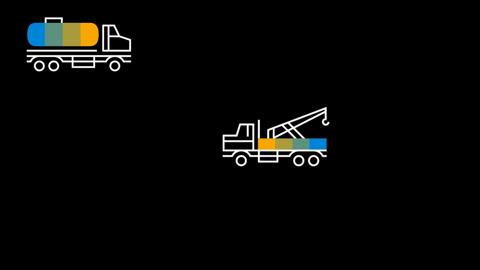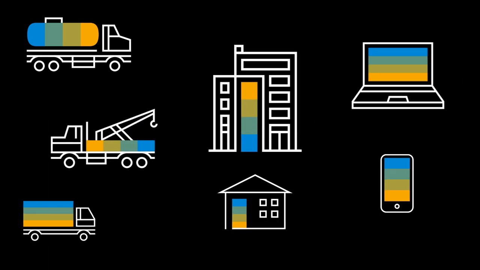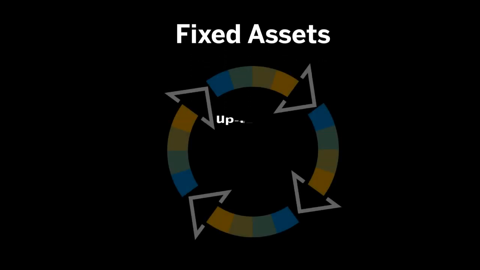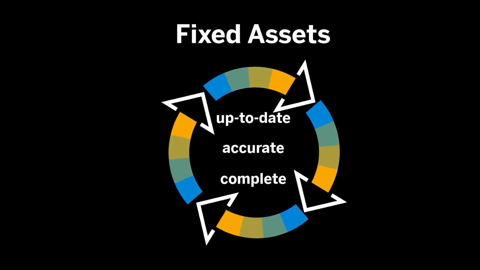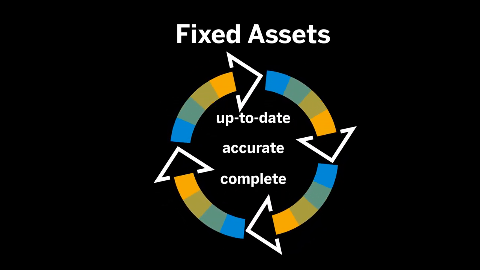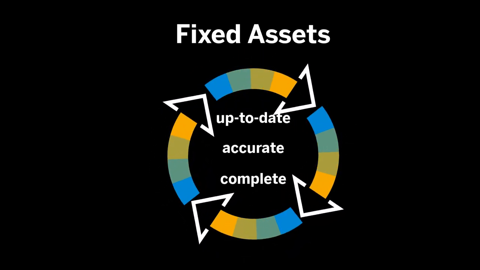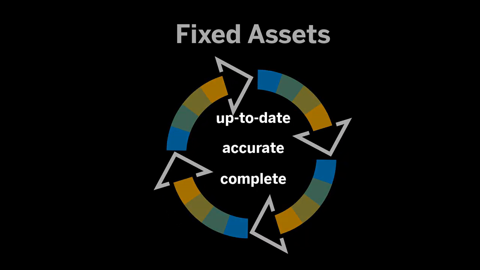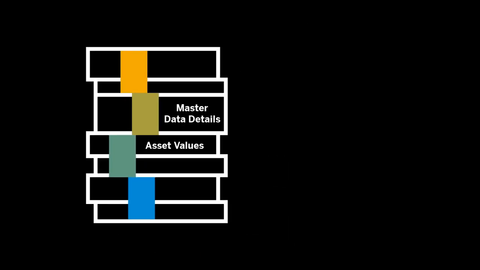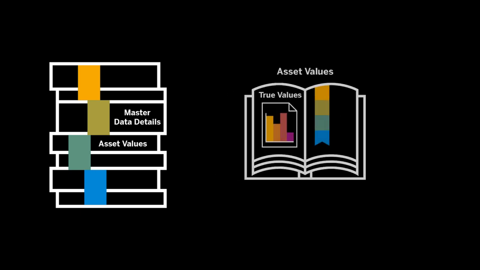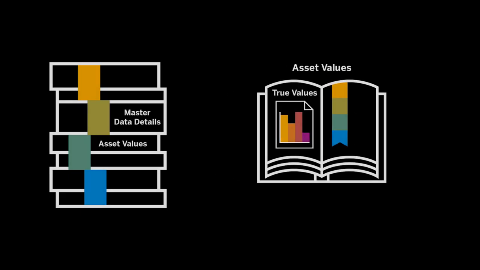Fixed assets are an essential part of your company's assets. When analyzing fixed assets, your accountants rely on up-to-date, accurate, and complete information on the life cycle of current fixed assets. With the Managed Fixed Assets app, you've got all the data you need for an asset in one place, including master data details and asset values per depreciation area and fiscal year. You can see the true values of your fixed assets at any point in time.